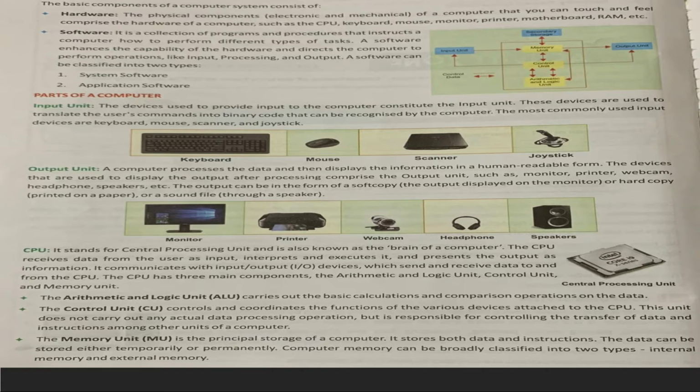The data can be stored either temporarily or permanently, because ROM is the one that stores the data permanently, whereas RAM stores it temporarily. It is also known as the primary memory of the computer, because for secondary memory you are using the hard disk, CD-ROM, flash drives like pen drives, memory chips, memory cards, all those things. So broadly they are classified into internal memory and external memory.